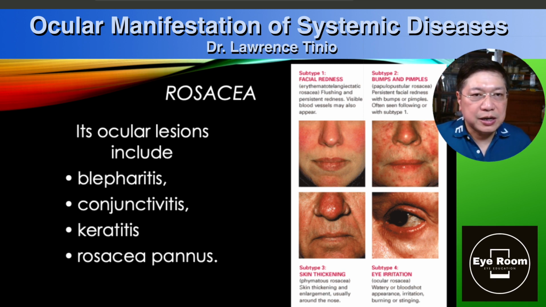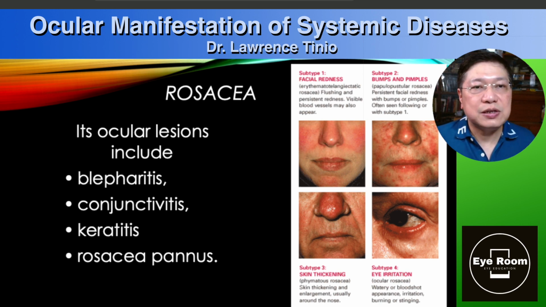Rosacea is the redness in the skin. You have several subtypes. You could have just facial redness. You could also have the subtype 2, which would give you bumps and pimples. Subtype 3 would have already a thickening of the skin, and subtype 4, the eye would be involved.